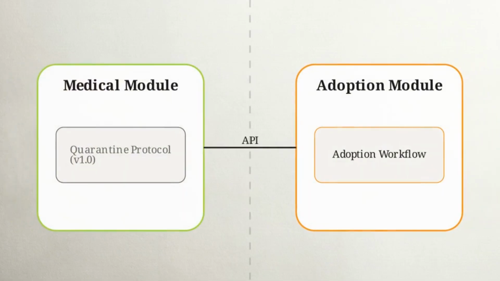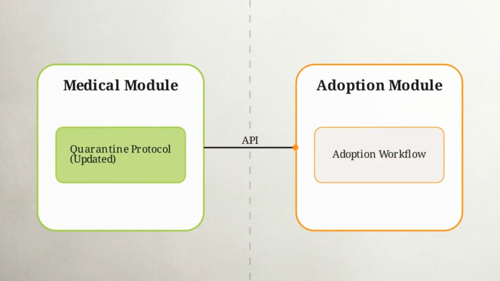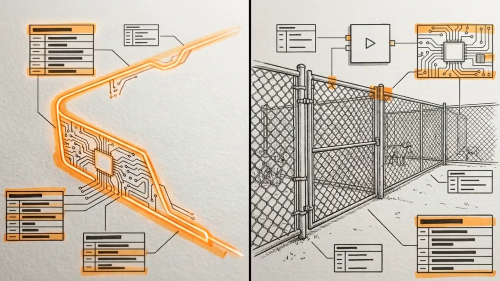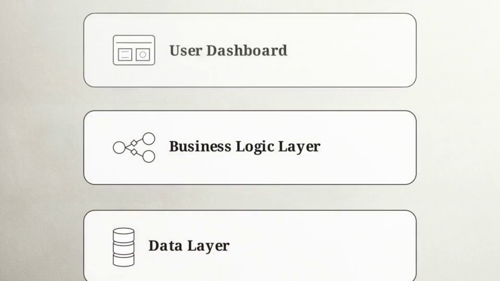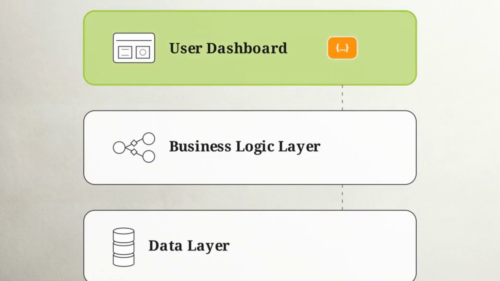The strict modularity also means developers can update the medical module's quarantine protocols on the fly without having to rewrite any adoption module logic. In life and death logistics, cross-module validation rules are where abstract architectural boundaries literally enforce physical safety protocols on the ground. This diagram visualizes the complete interconnected system, orchestrating a full lifecycle event. Watch as a single data packet successfully traverses up from the data layer, is validated by the business logic layer, and populates the user dashboard.